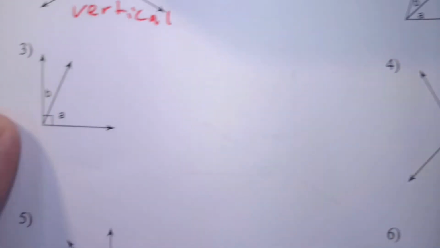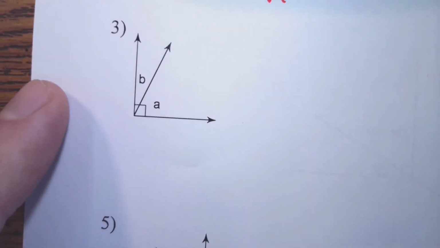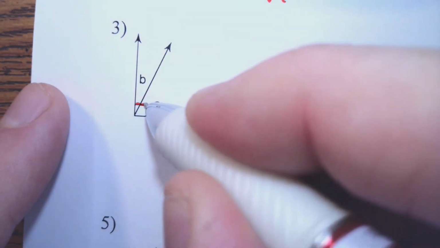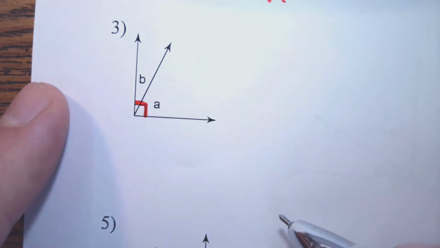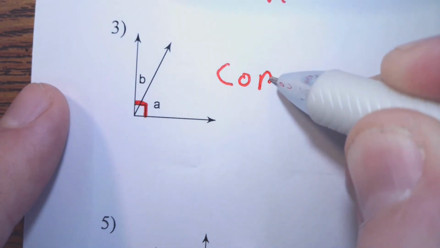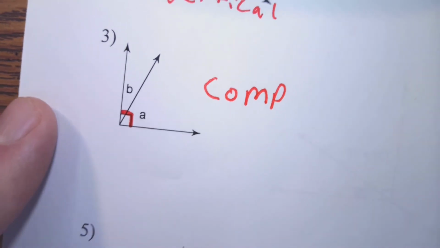Okay, and this one, what do you think it's going to be? Does anybody remember what this box right here is? It's a right angle. So right angle is going to be complementary, right?